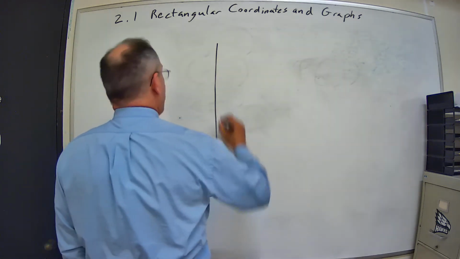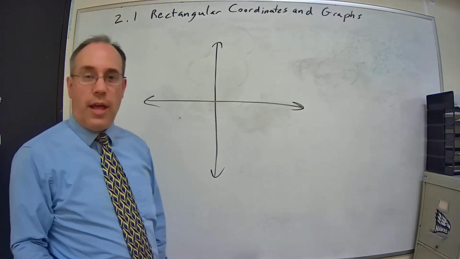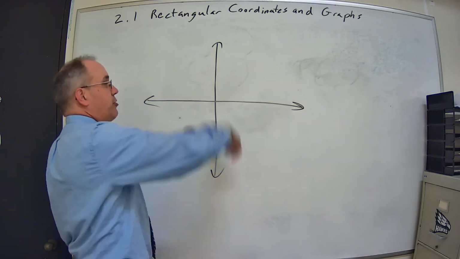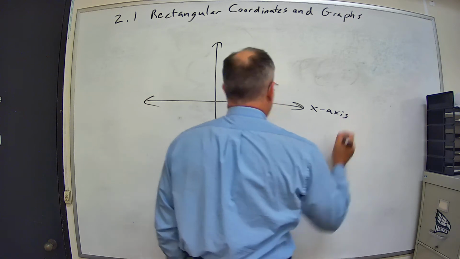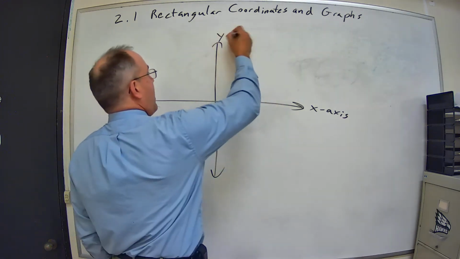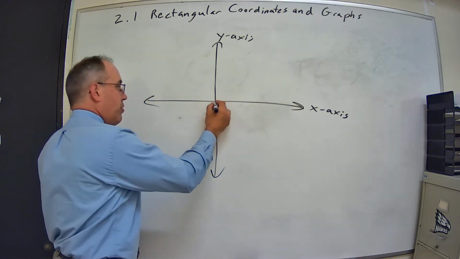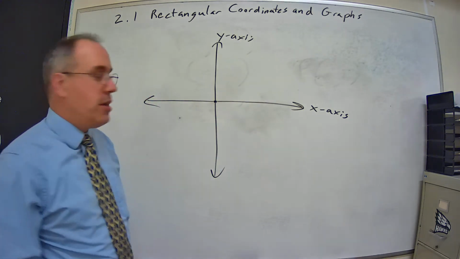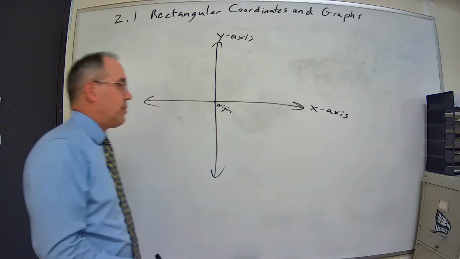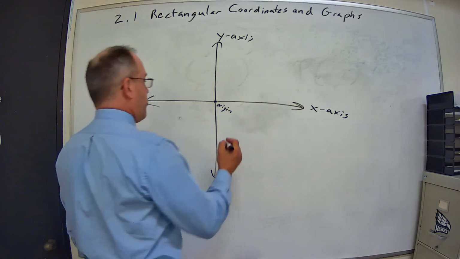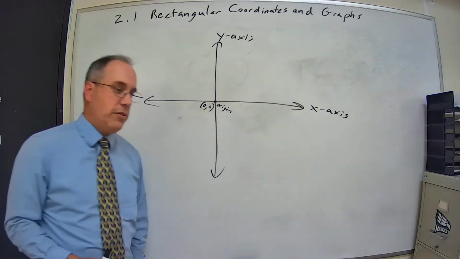The rectangular coordinate system basically deals with two number lines. One which is horizontal and one which is vertical. The horizontal one is called the x-axis. The vertical one is called the y-axis. In the middle, this point right there is called the origin. And that point is also represented by the ordered pair 0, 0.